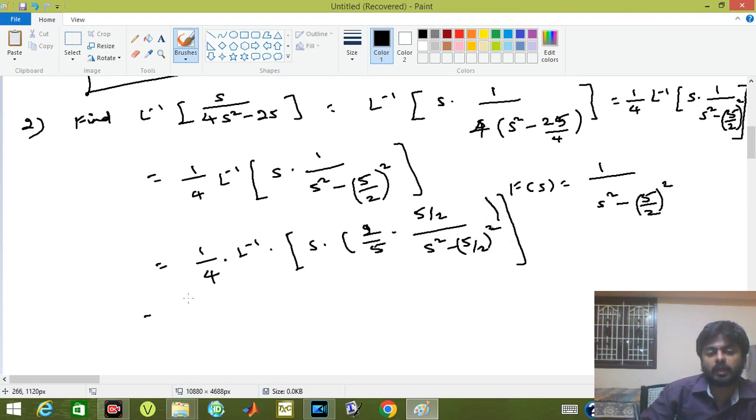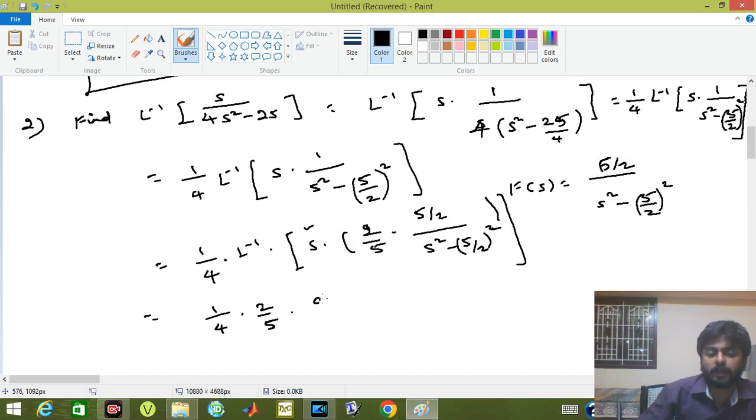So here we can see this s is multiplying with f of s. So what is our f of s? Our f of s is 5 by 2 divided by s square minus 5 by 2 whole square. So we can take this 2 by 5 outside, 1 by 4 into 2 by 5.